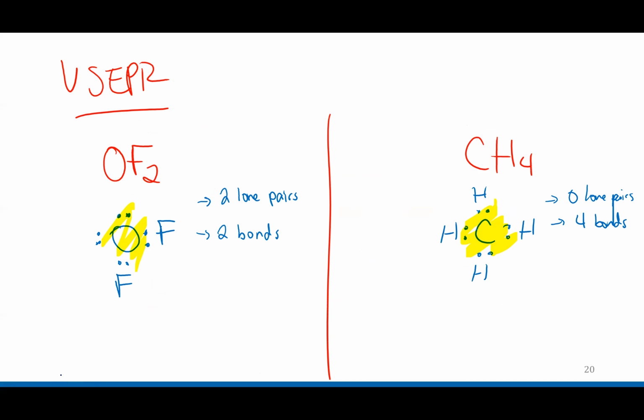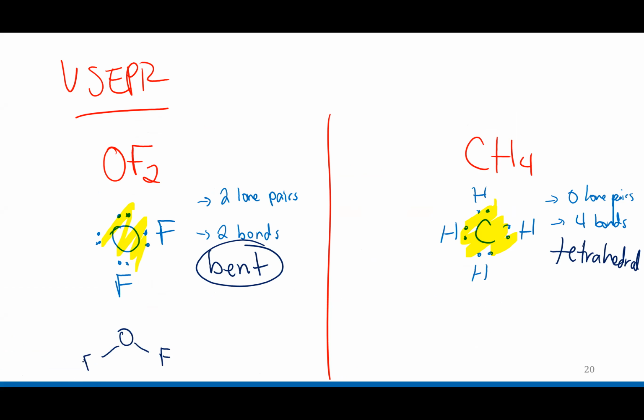So this shape would be, let's pick a different color, this would be bent. This would be tetrahedral. Okay, and then I would just make a little sketch. So this would be O. And guys, I'm just following what my data book tells me to do.